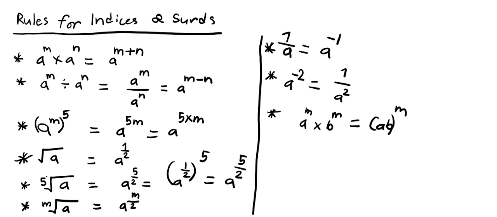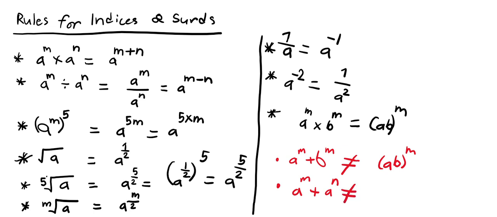And there isn't any rule for a to the power m plus b to the power m. It is not equal to (a plus b) to the power m, remember. Never ever do that. Or say a to the power m plus a to the power n, that's not equal to a to the power m plus n. Do not do that, never. It's a warning for you.